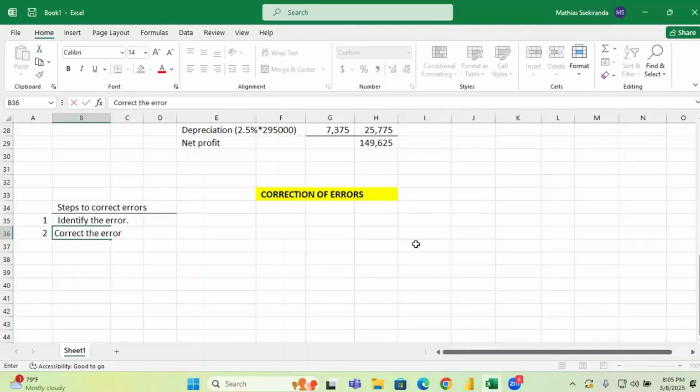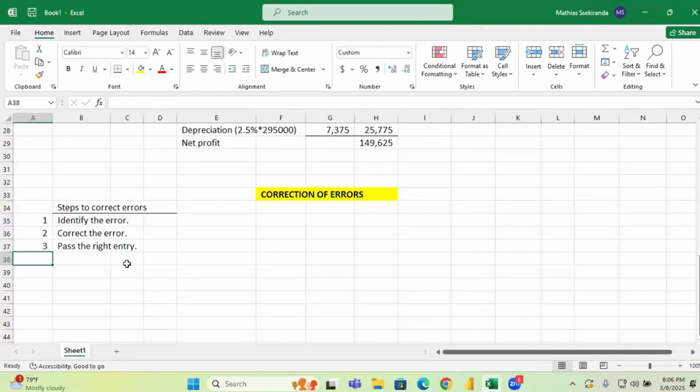Then step number two is correct the error. After identifying the error, your next step should be correcting it first. Some people want to pass the right entry without even correcting the error. Your step number two should be correcting the error. And step number three is pass the right entry. What was supposed to be the right entry in the first place? Now you pass it, after you have corrected the error, okay? Don't pass the right entry before you have corrected the error, otherwise you will forget to correct the error, or you will think that what you have passed is the correction of error. No. You need to first correct the error, then you pass the right entry.